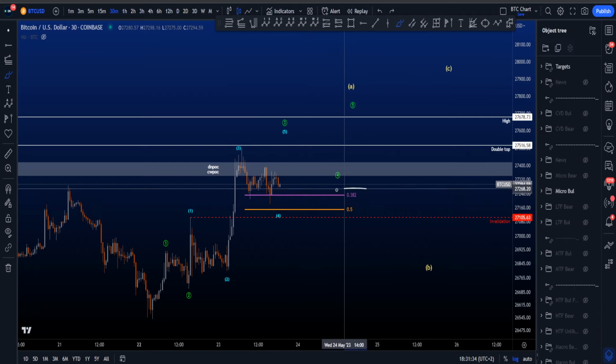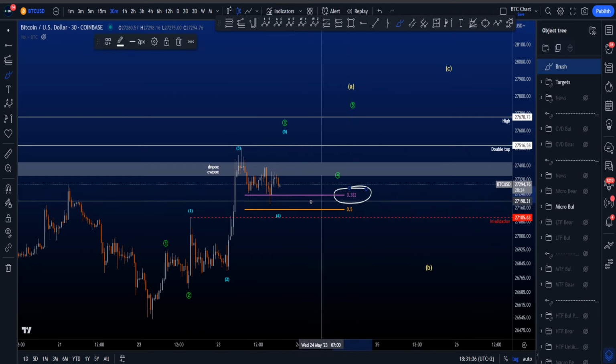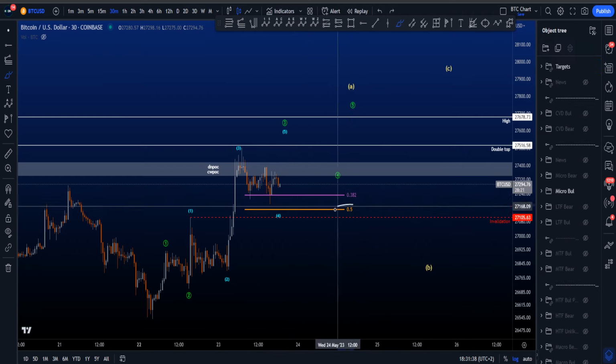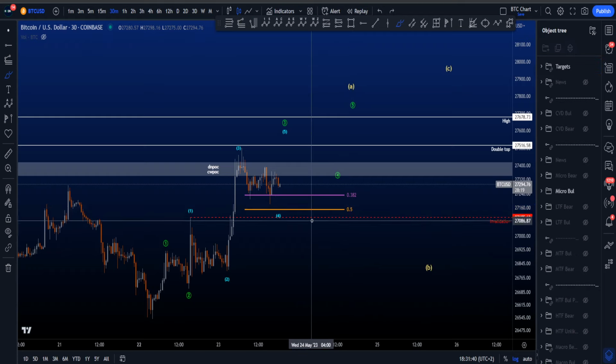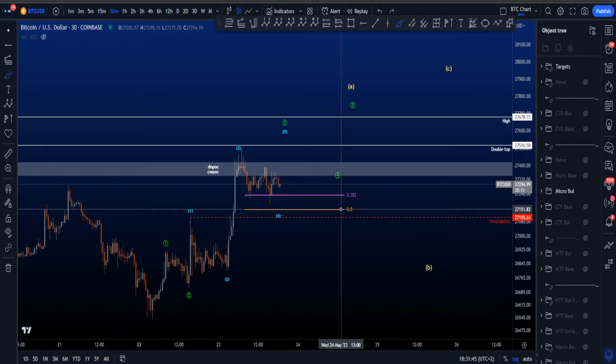as you can see, and price bouncing on the 0.382, which is a common target for a wave 4, with the 0.5 being a little bit more rare, and also the 0.5 is a maximum target for a wave 4, sitting at 27.150.